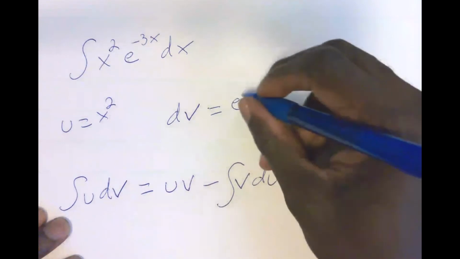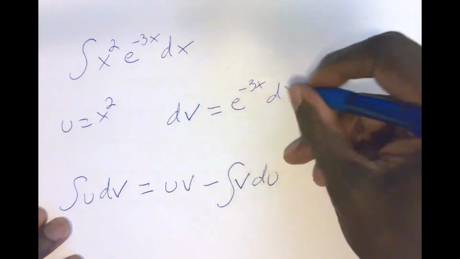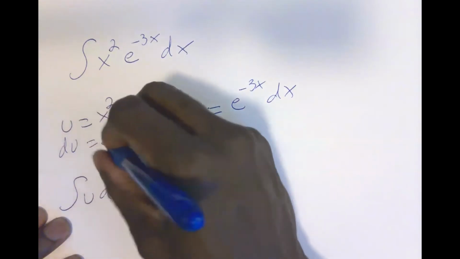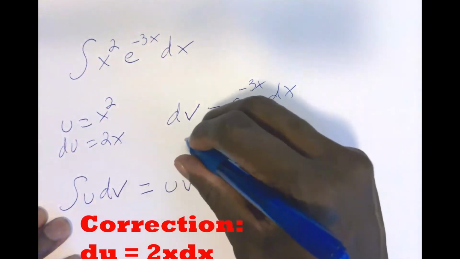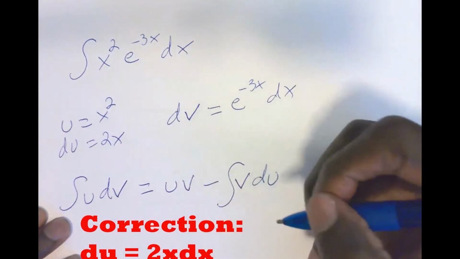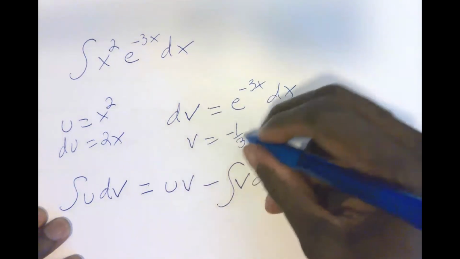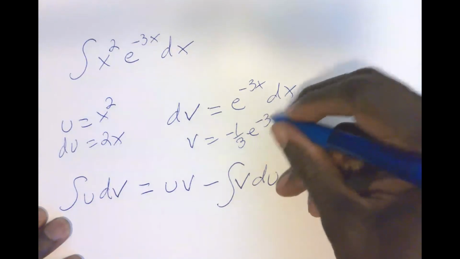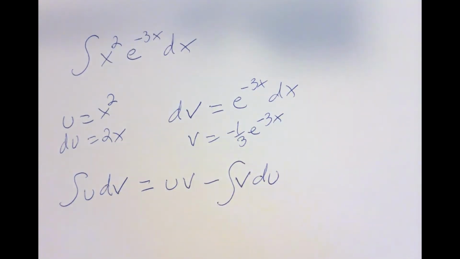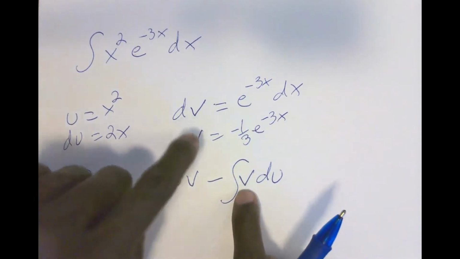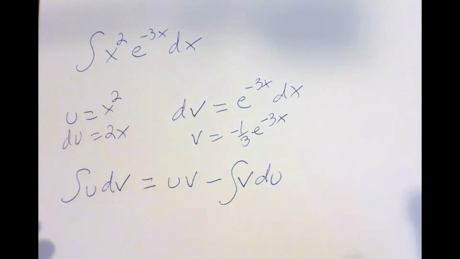So I'm going to make u equal x squared, which leaves dv to be e to the power of negative 3x dx. If u is x squared, then du is 2x. And if dv is e to the negative 3x dx, then v is negative 1/3 e to the negative 3x. All right, so I have my u and my v, and I have my v and my du.